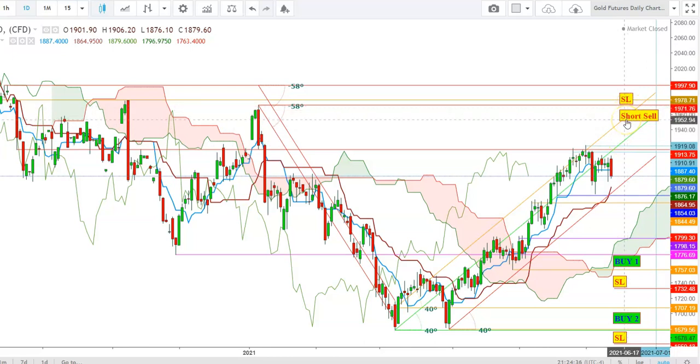$1970. Here I find that an upward move in gold futures above the levels of $1952 could provide an opportunity to go short from the levels of $1957, and our stop loss could be at the levels of $1978. And here I find that once again the gold futures could test the levels of $1876 during the upcoming week.